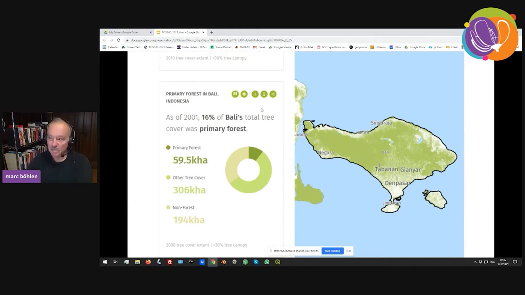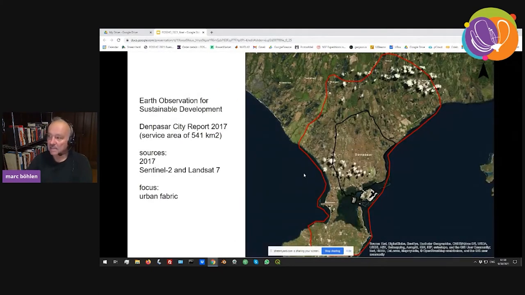Bali has been subject in the past to more summary attempts to classify and work with its forest assets. I'm showing you here a slide from Global Forest Watch. So Bali is very much on the radar, and Bali has invested in GIS surveys to understand its land use, specifically in the city of Denpasar recently, 2017, a large survey over 500 square kilometers based on satellite data from Sentinel-2 and SAT-7. This focused on the urban fabric.